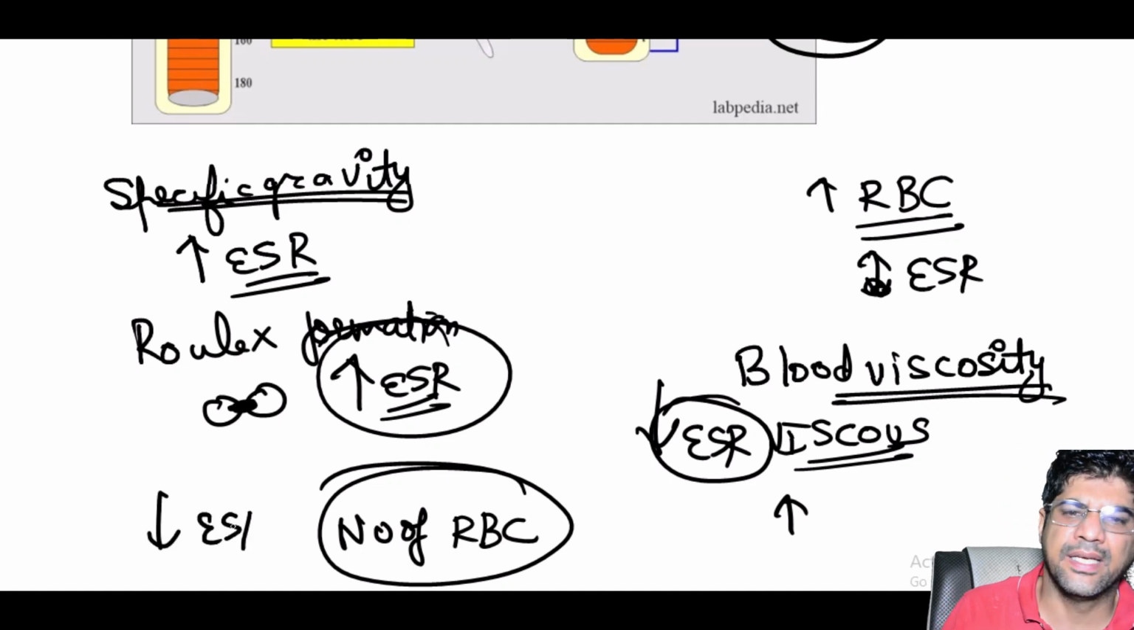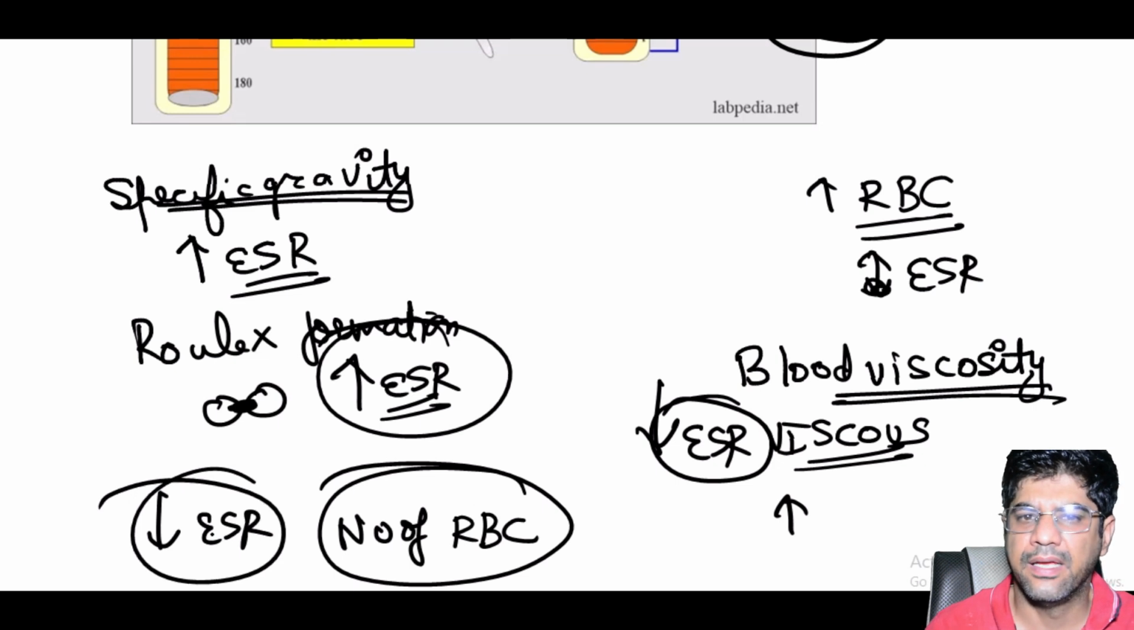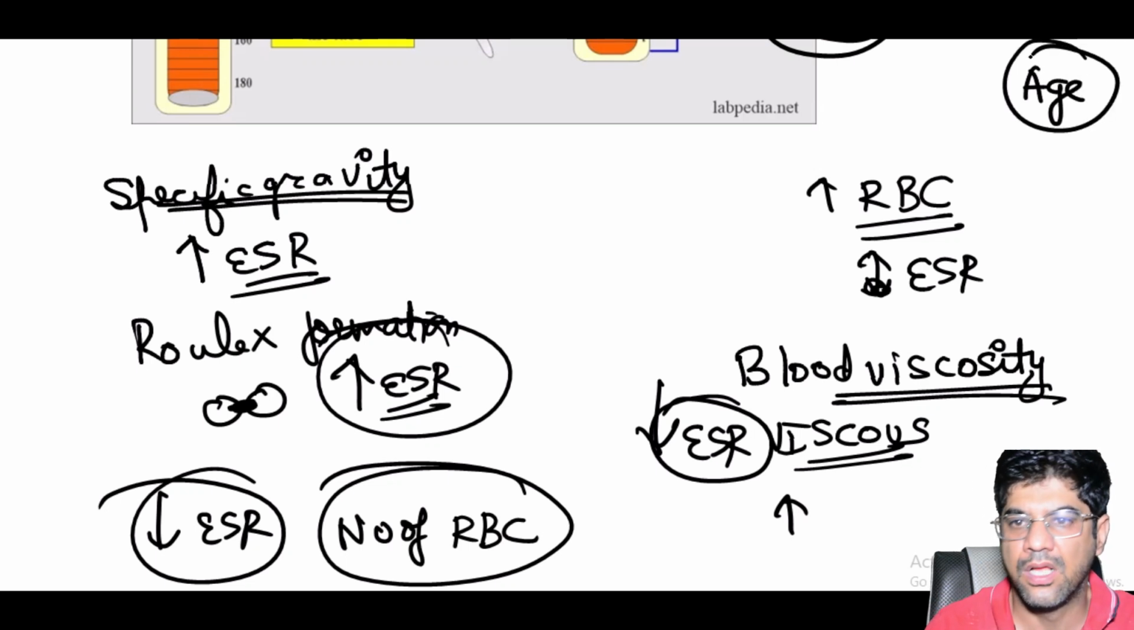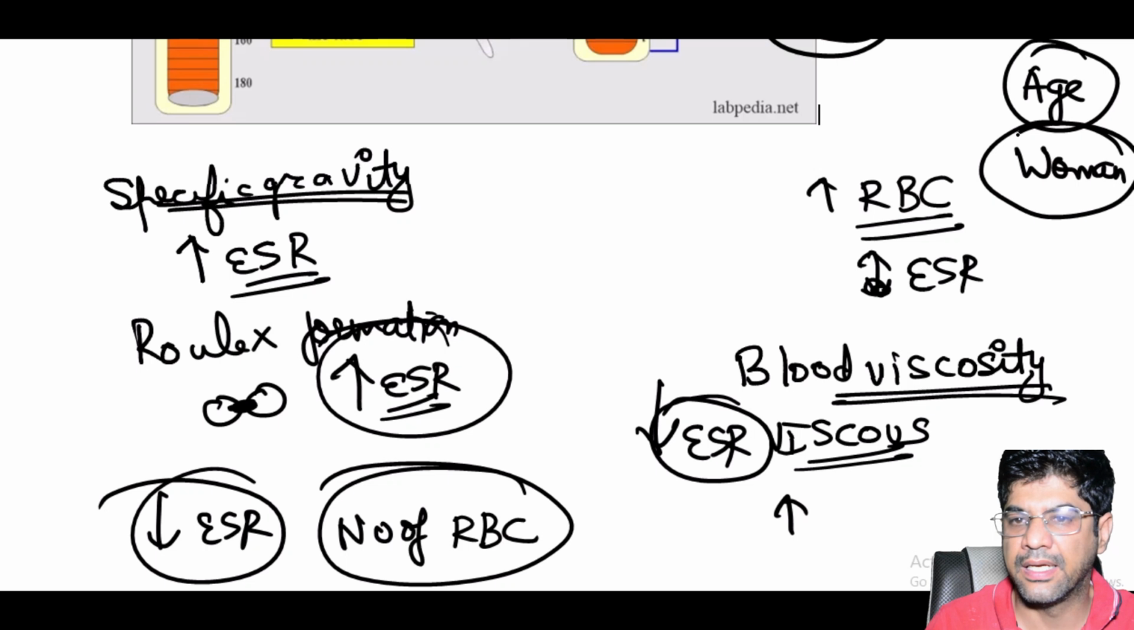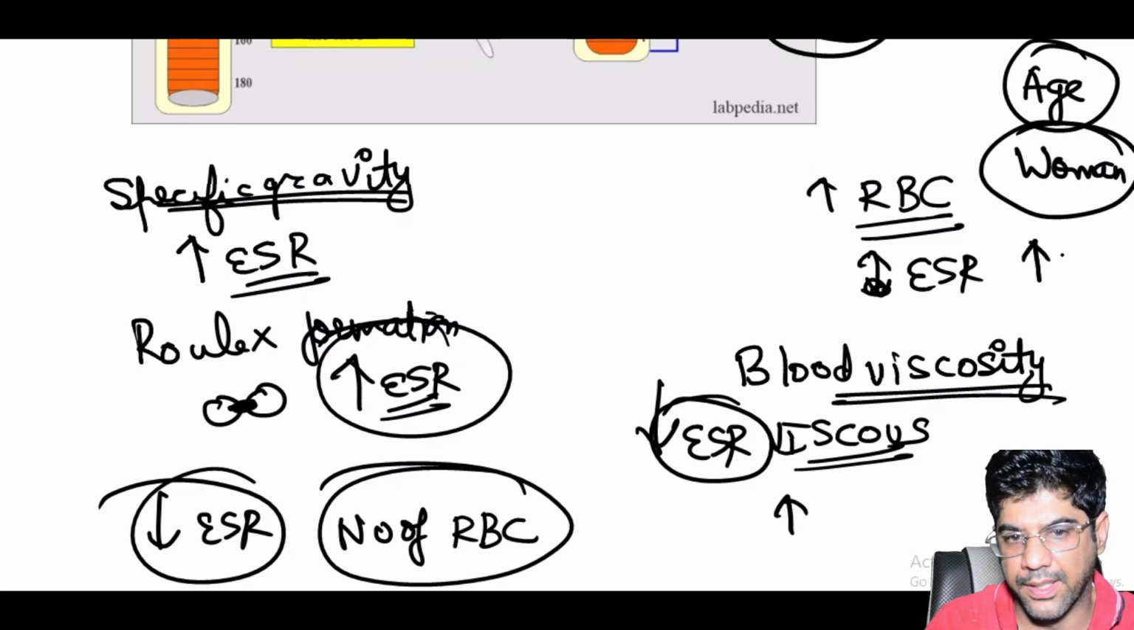Now what are the variations in the ESR? Let us discuss that. First is the age. ESR is lower in the children and infants because they have more red blood cells. Women, remember, ESR can increase during the menstruation due to the blood loss. ESR increases during the pregnancy due to the dilution of the blood.